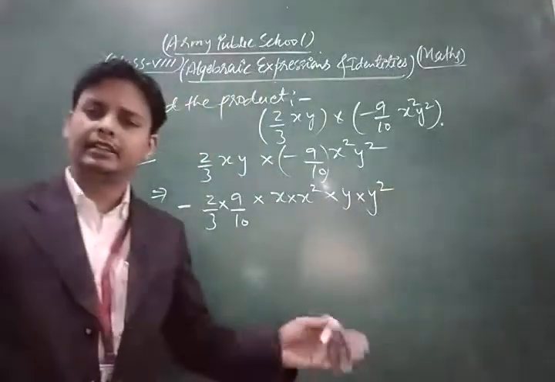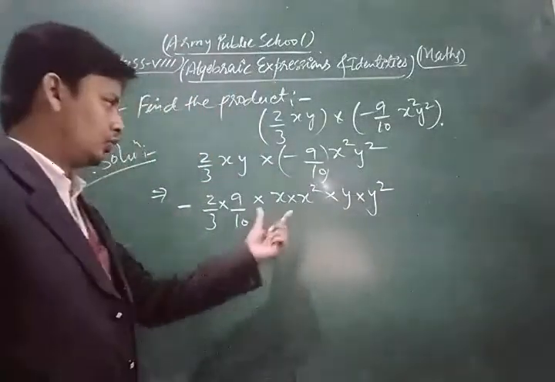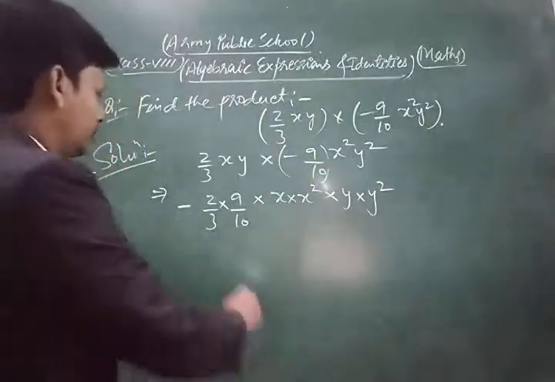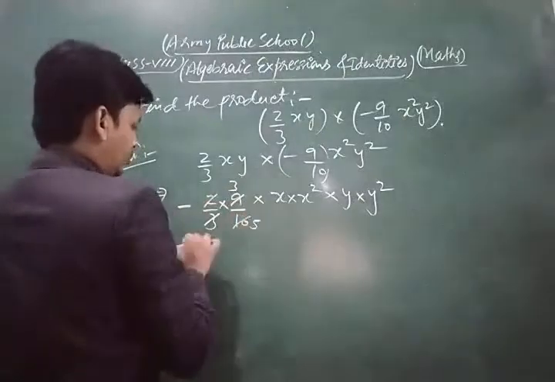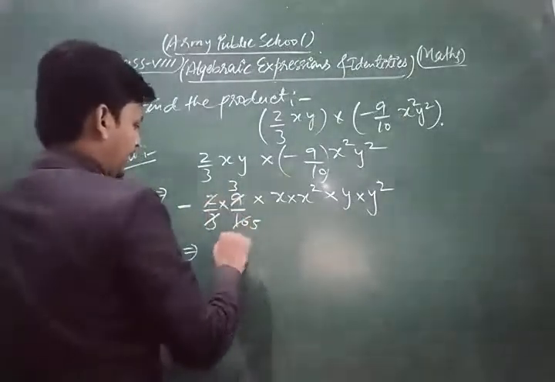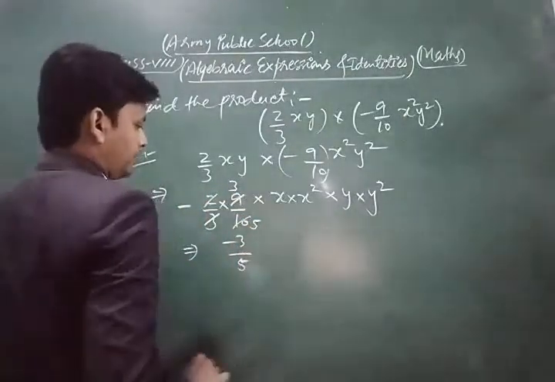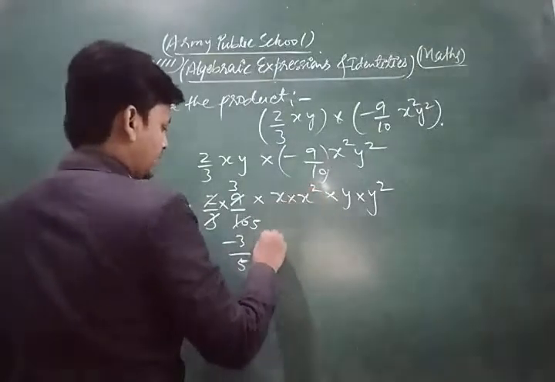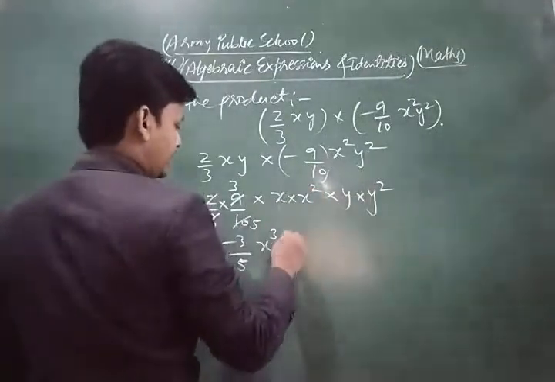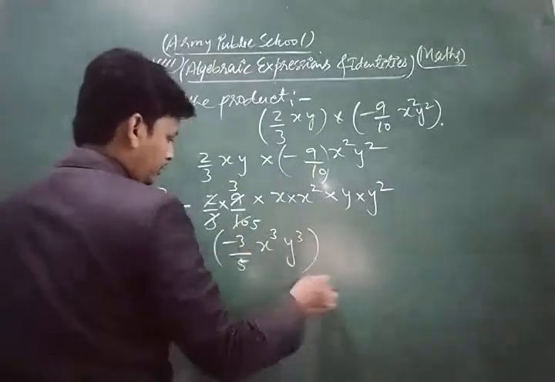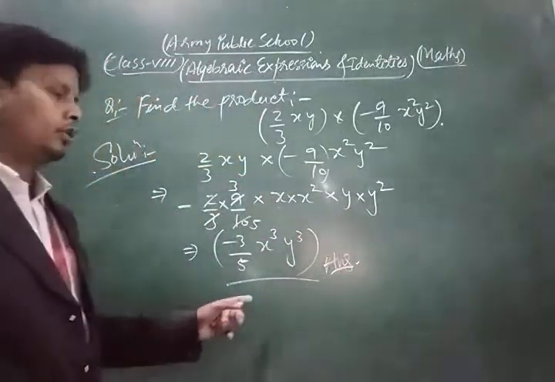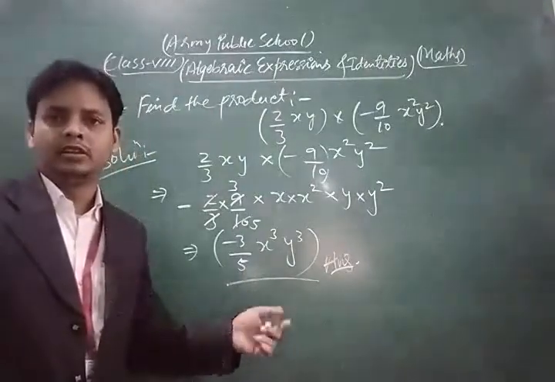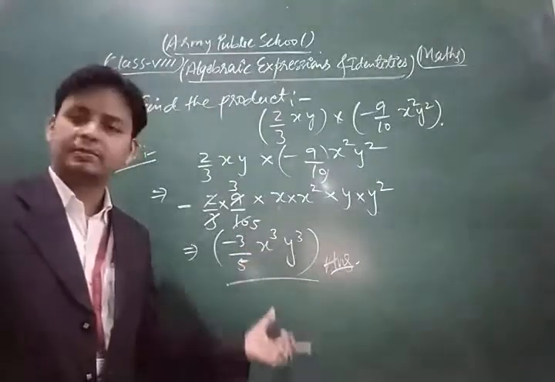Now you know all the important laws of exponents, so we add their powers. Here, 3 times 3 is 9, 2 times 5 is 10. So we have minus 3 upon 5, and x into x square is x cube, y into y square is y cube. This is the required solution of the given question. In this way you can solve this type of question.